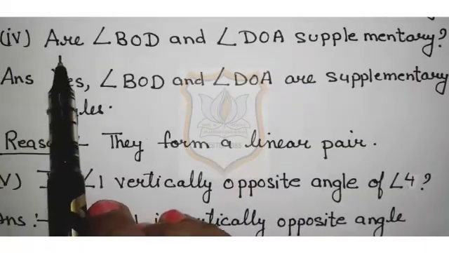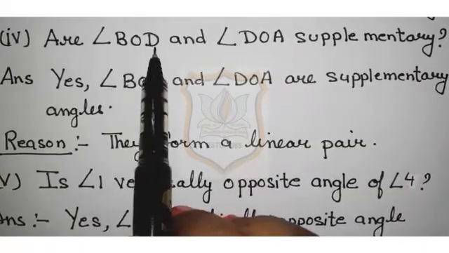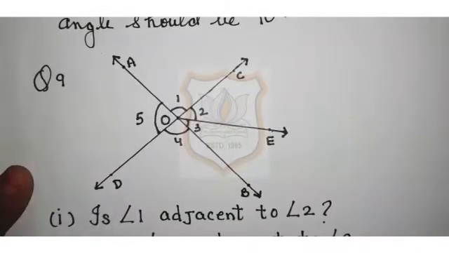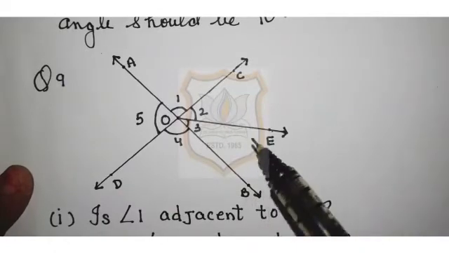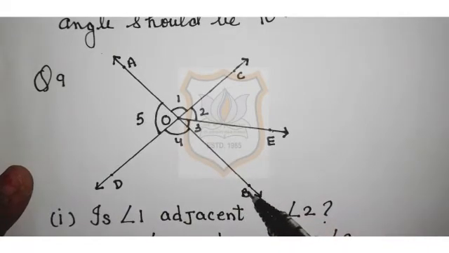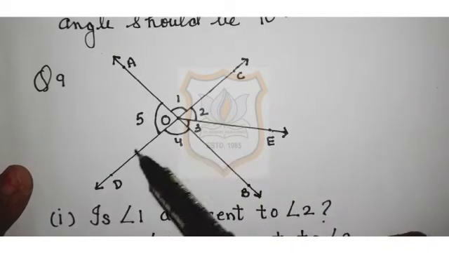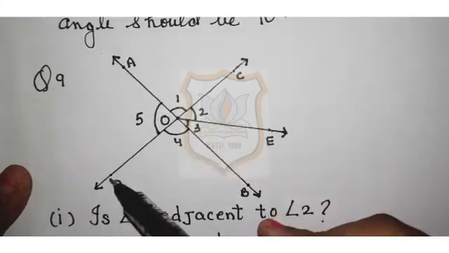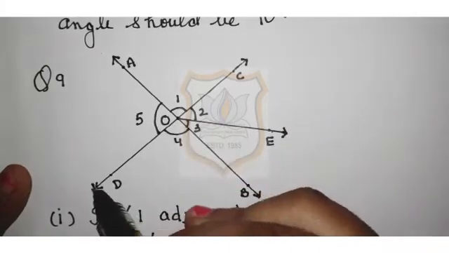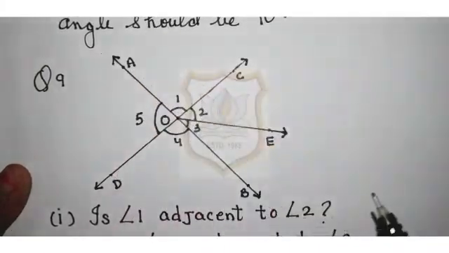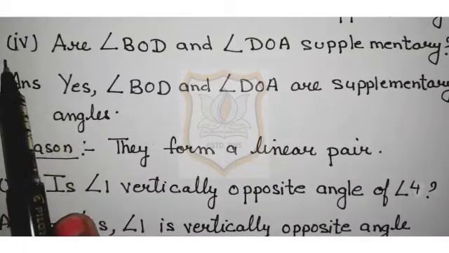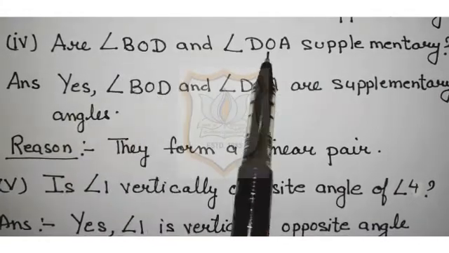Now fourth part is: are angle BOD and angle DOA supplementary? Again look at this figure, angle BOD, this one, and angle DOA, this one. Are both supplementary or not? That you have to tell. Students, in this way you have to write the answer of question number 4. Are BOD and DOA supplementary?